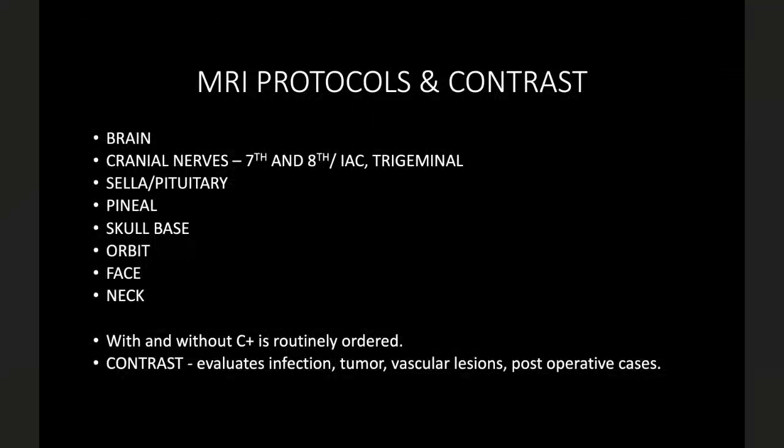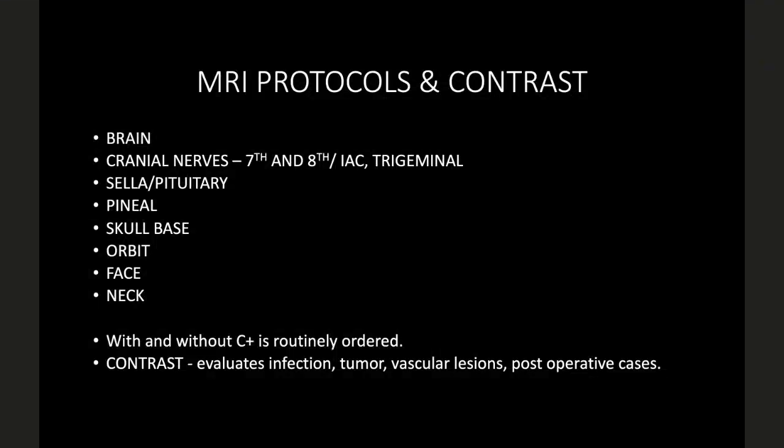So the protocols, how do you order protocols? Some of the protocols we have are for the MRI brain, and then you have cranial nerves like the 7th, 8th nerve, IACs, and then you have the trigeminal nerve. You can have skull base done. Then, of course, the sella and the pituitary, it's a separate protocol by itself. Pineal gland, the orbit, then we have MR of the face for cancer, MR of the neck. So there are only so many that we do. If you give specific history, we can always tailor to it.